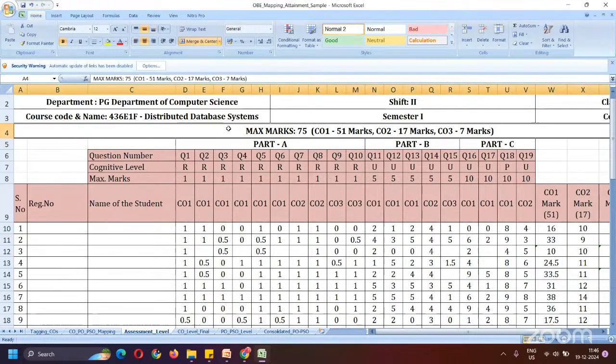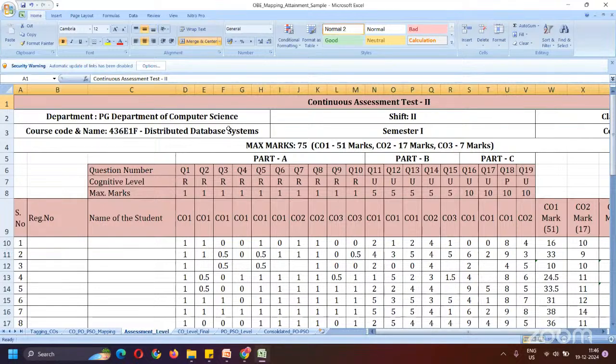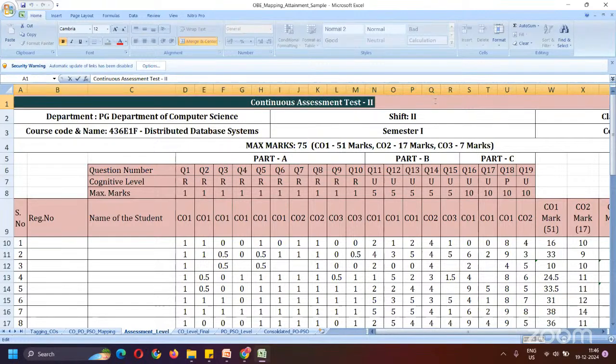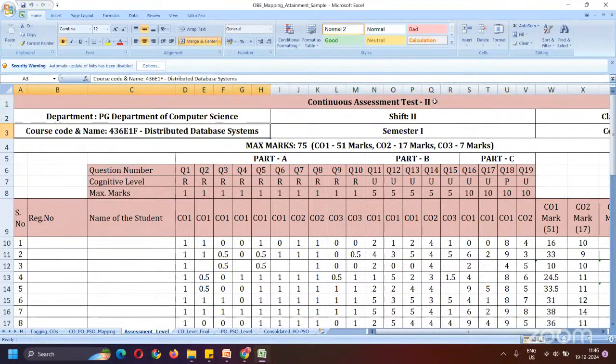So this is the attainment level. I have taken it for a particular subject, for the CAT 2, that is continuous assessment test 2. I have conducted one test. Out of that assessment, this is how I'll be making the attainment level of COs.